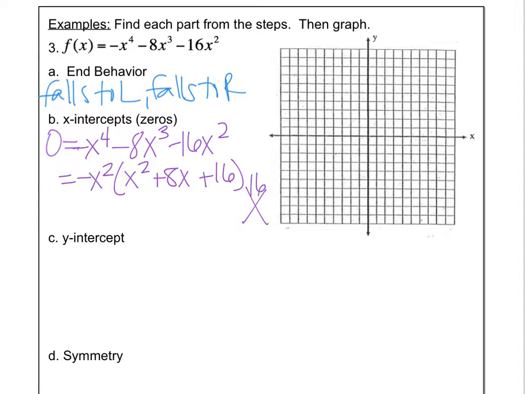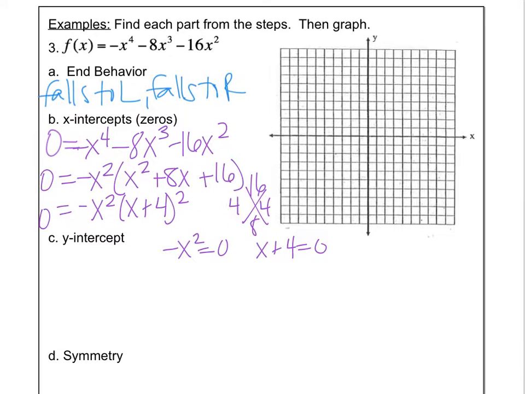Factors of 16 that add to 8. Oh, wait. 4 and 4? Yeah. So we get negative x squared times x plus 4, squared. Are we okay with that? Equal to 0. Bring that equal 0 down. So now you have negative x squared equals 0 and x plus 4 equals 0.